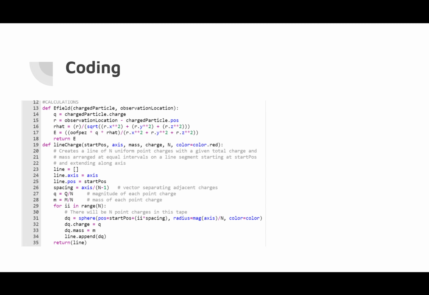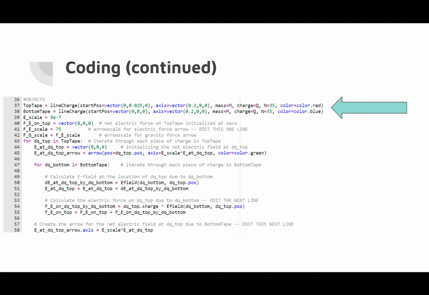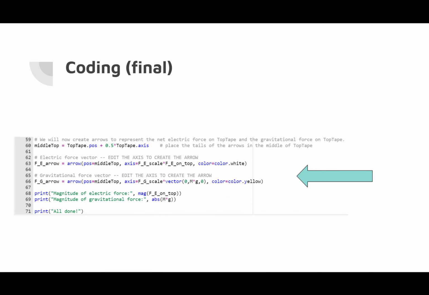For the coding of this project, we can see where I code for the electric field, where the line of charge is coded, where the objects are actually created using the line of charge code, all the scales for everything, and how the dQs of the bottom tape are calculated onto the top tape. And again, how the net electric field and the net electric gravity are calculated.